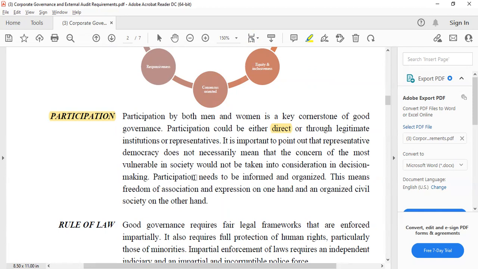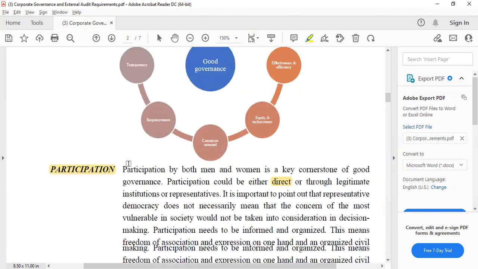So, for example, it is not only the voice of managers or the heads of departments that is important. We can also ask the opinions of the rank and file employees. Participation needs to be informed and organized. This means freedom of association and expression on one hand, and an organized civil society on the other hand. If we apply this to a corporate setting, this means that we should encourage our employees to speak up and share their opinions. And then we should also address these opinions in an orderly manner. Next, we have rule of law.